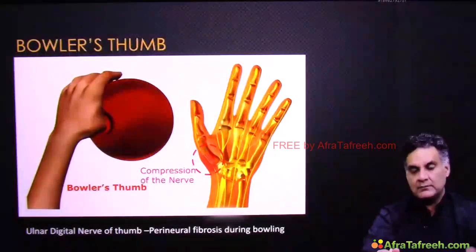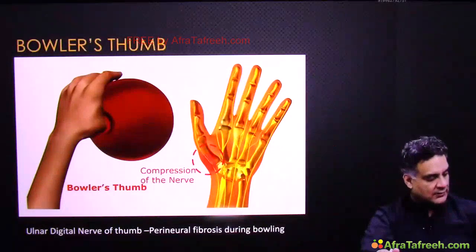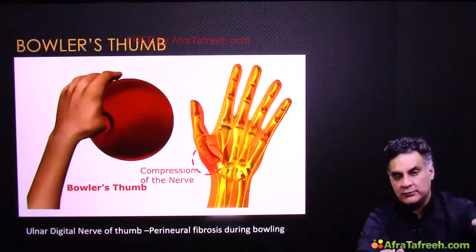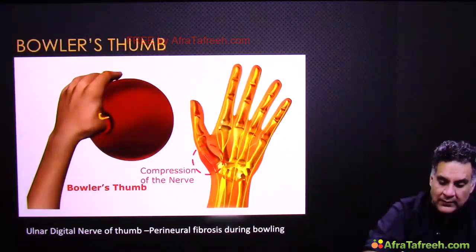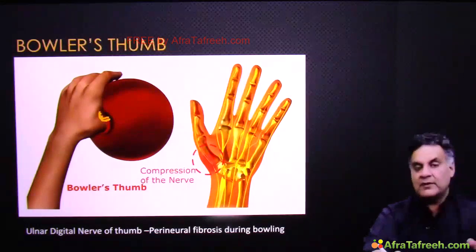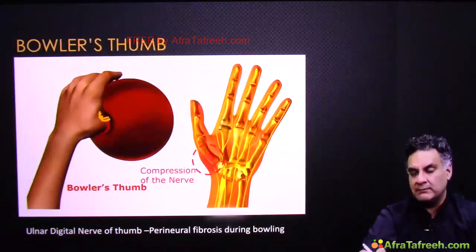Bowler's thumb. Bowling is a craze. When you hold a bowling ball with the thumb in the groove, just around the ulnar border of the thumb, there can be fibrosis of the ulnar digital nerve of the thumb. This is bowler's thumb.